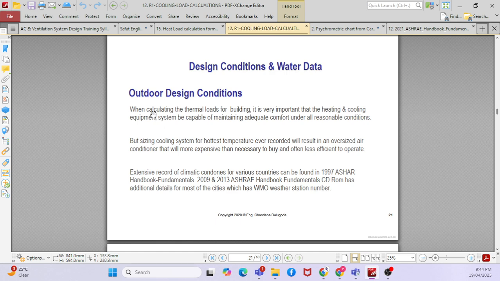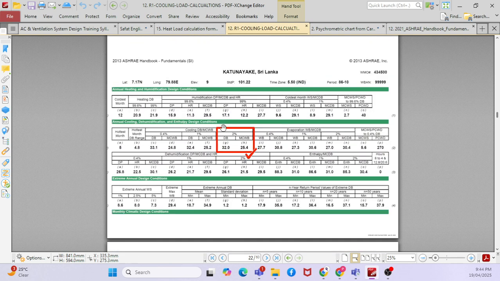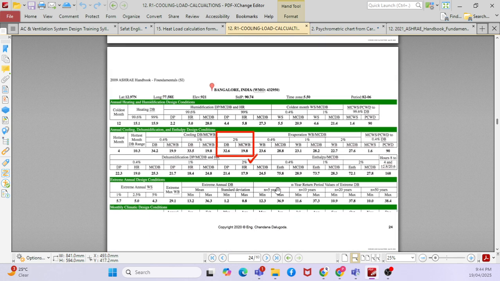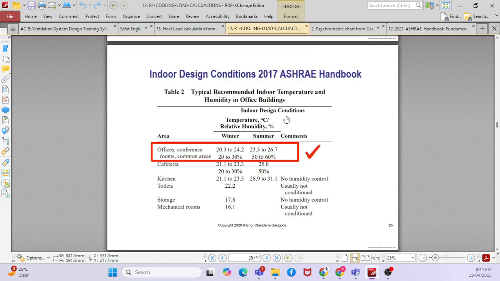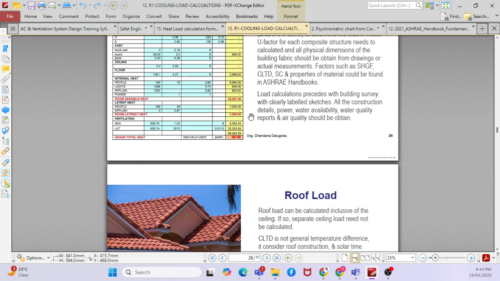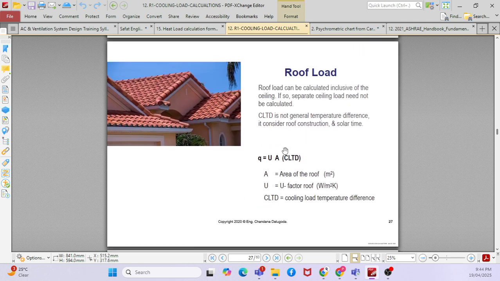When you go further down, this is the outside design condition based on ASHRAE, right? Remember, can you see this one? This is what we have seen in the ASHRAE guideline, right? Then when you go further down, this is Bangalore. There are the indoor design conditions. Then you are going to do the load calculations. This is a roof load. How do you calculate the roof load? UA delta T, CLTD, right?